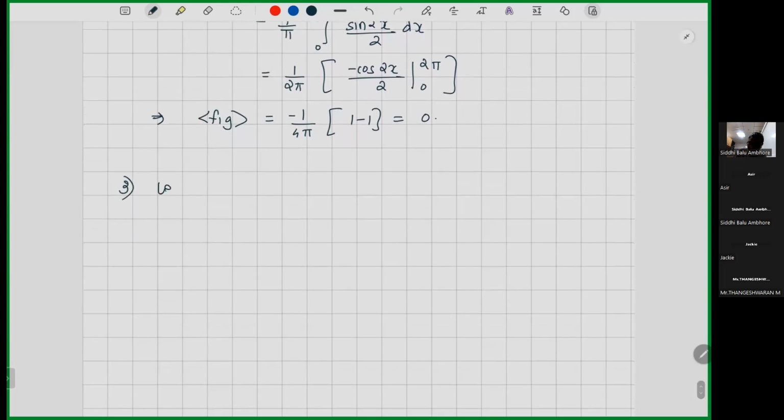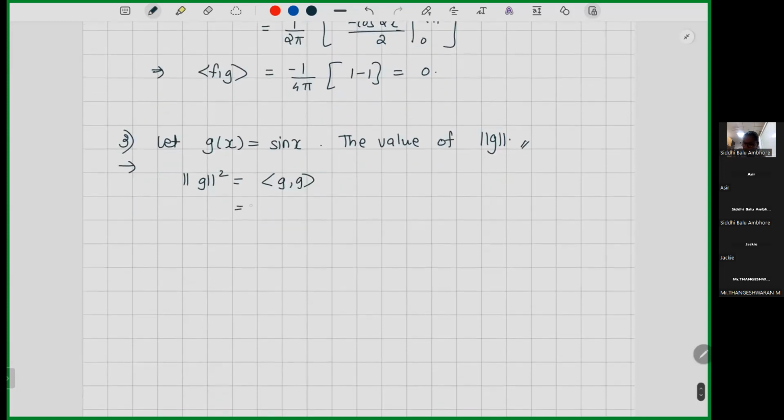Okay, now the third one. Let g(x) equal sin x. Now find the value of the norm of g. Now g(x) is given and they are asking for the norm of g, so no identity is required. I'll just go ahead and solve for the norm of g. So norm of g square is the inner product of g with g. From the definition of the inner product, it is the integral of sin x times sin x dx.